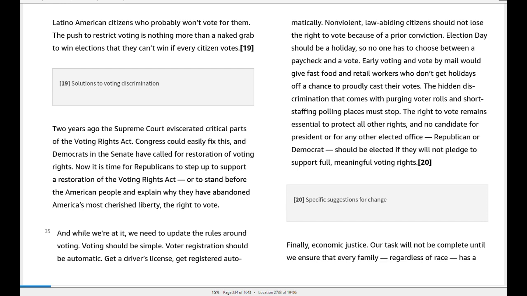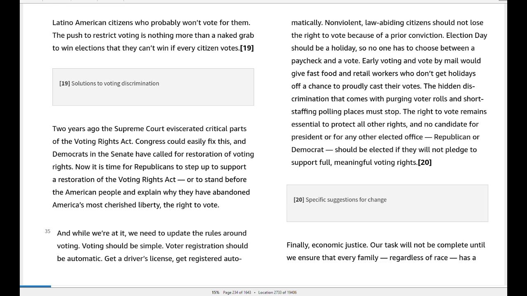The hidden discrimination that comes with purging voter rolls and short-staffing polling places must stop. The right to vote remains essential to protect all other rights, and no candidate for president or for any other elected office, Republican or Democrat, should be elected if they will not pledge to support full, meaningful voting rights. Student Note 20, Specific Suggestions for Change.